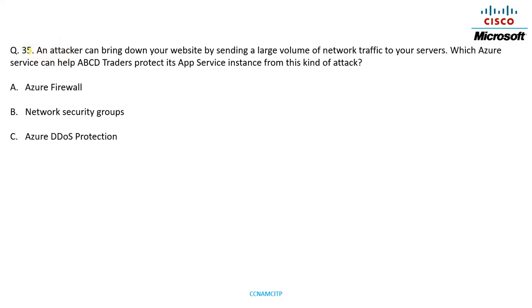An attacker can bring down your websites by sending a large volume of network traffic to your servers. So which of the services can help ABCD traders protect its app instances from this kind of attack? You have to keep safe from attackers, whether you use Azure Firewall, Network Security Group, or Azure DDoS. So you have to use the third one.